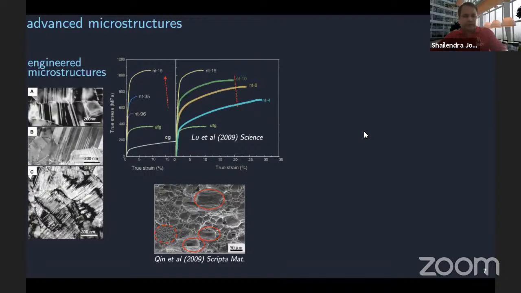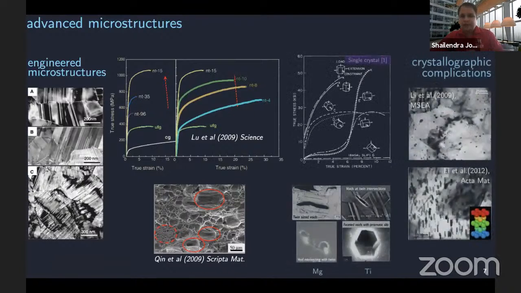Okay, so in addition to that, more recently advanced engineered microstructures like the nanotwin microstructures have come to the fore, which bring in substantive complexities to the damage and failure process. They become challenging problems when it comes to incorporating them into constitutive theories. Or we may have crystallographic complications.